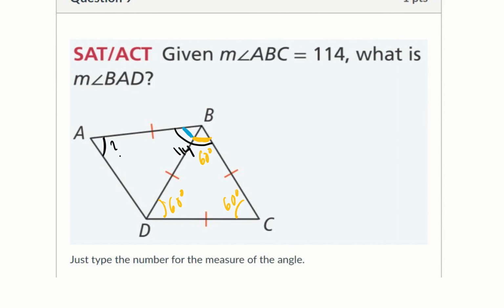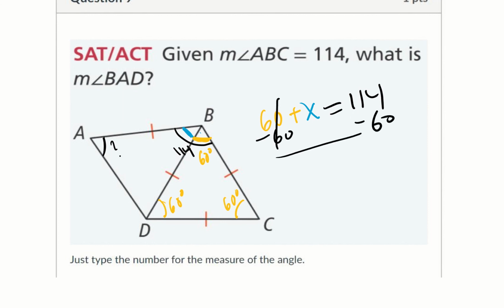So I know that 60 plus the blue is going to give me 114. So 60 plus the blue, which we'll call X, is equal to 114. So then we'll just subtract 60 on both sides. So basically just do 114 minus 60, and that'll give you the blue. So this is going to be 54 degrees. So 54 plus 60 is 114. So this angle here has to be 54 degrees.